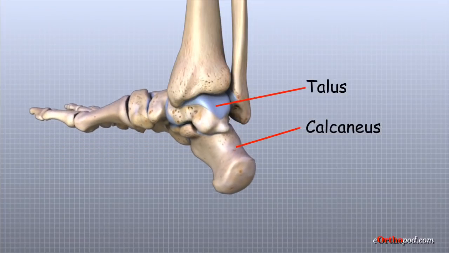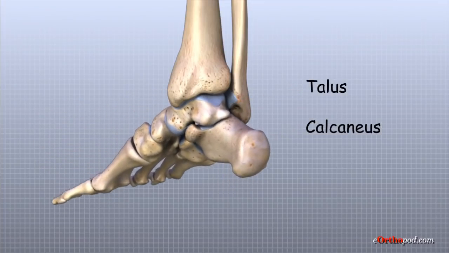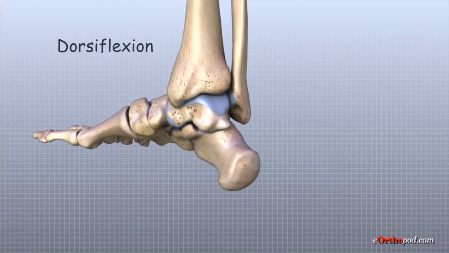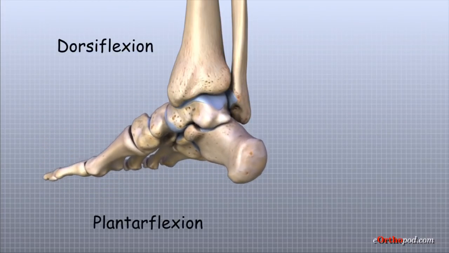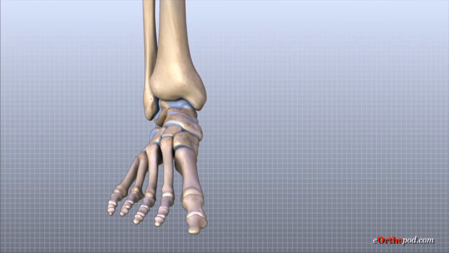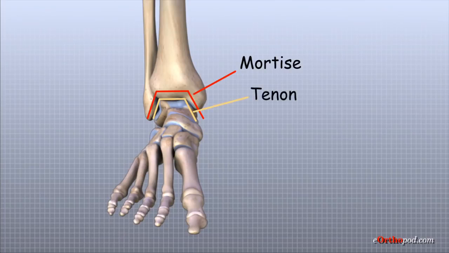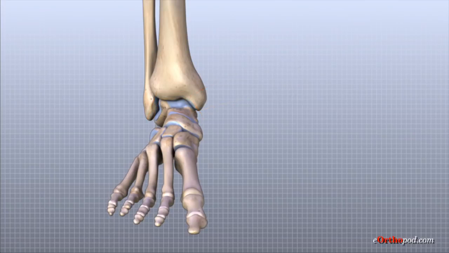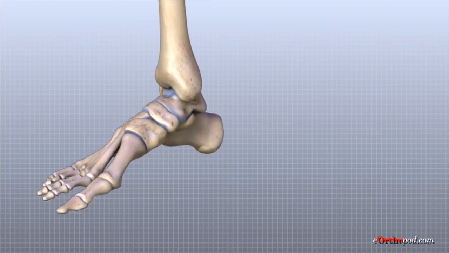The talus works like a hinge inside the ankle socket to allow your foot to move up, called dorsiflexion, and down, called plantar flexion. The ankle socket is sometimes referred to as the mortise of the ankle, because the structure of the ankle joint is similar to a joint used in woodworking called a mortise and tenon joint. It has been used by craftsmen for centuries to create strong, sturdy connections in furniture and buildings.